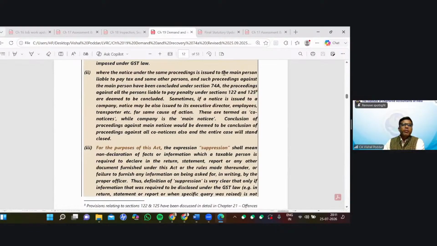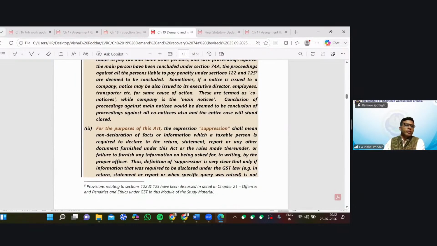Where notice under the same proceedings is issued to the main person liable to pay tax and some other persons, and such proceedings against the main person have been concluded, the proceedings against all persons liable to pay penalty under 122, 125 are deemed to be concluded. This generally happens in cases of circular trading and those types of cases where multiple people are connected, but one is the main mastermind. If the proceeding of that person is concluded, other persons' proceedings will automatically be concluded. Sometimes if notice is issued to a company, notice may also be issued to its directors, employees, transporter for the same cause of action. These are termed as co-notices, while the company is the main notice. Again, conclusion of proceedings against the company will be deemed to be conclusion against all these co-notices.